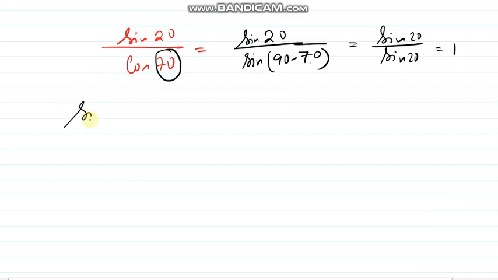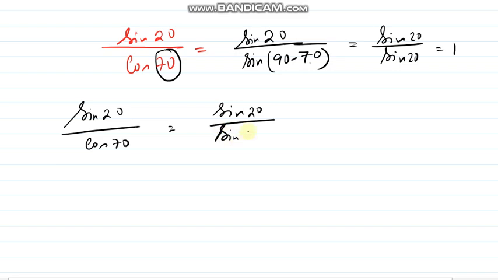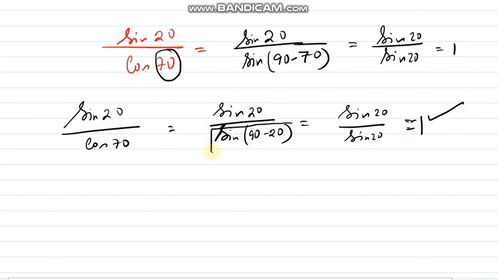But many times you have this habit, just check what I am doing: sin 20 by cos 70, and you write cos 70 as sin 90 minus 20. And somehow you write it as sin 20 by sin 20, you get the answer 1. The answer is correct, but this step is purely wrong. What you are doing, just check, you are changing cos to sin, but the angle is 70 and the 70 angle you are keeping the same as 70.